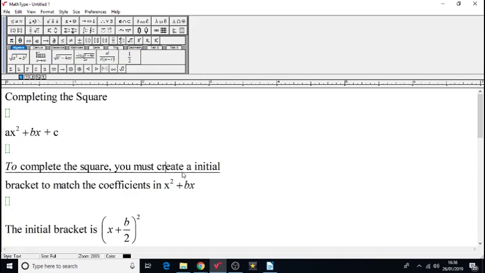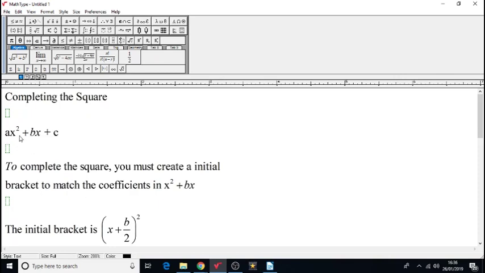Hello there, and I'm going to teach you how to solve a quadratic equation using complete the square. Well, by completing the square. When you're completing the square to solve a quadratic equation, the quadratic equation should be in the form of ax squared plus bx plus c.